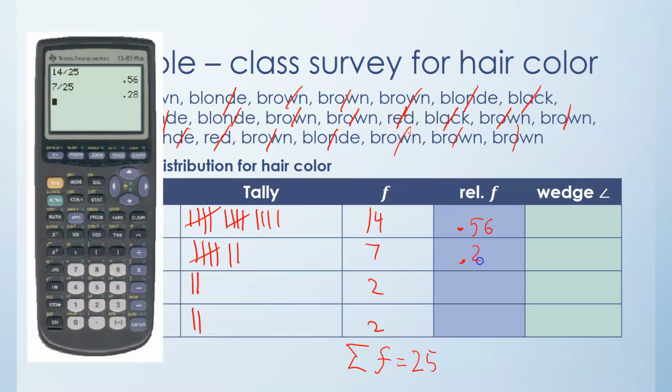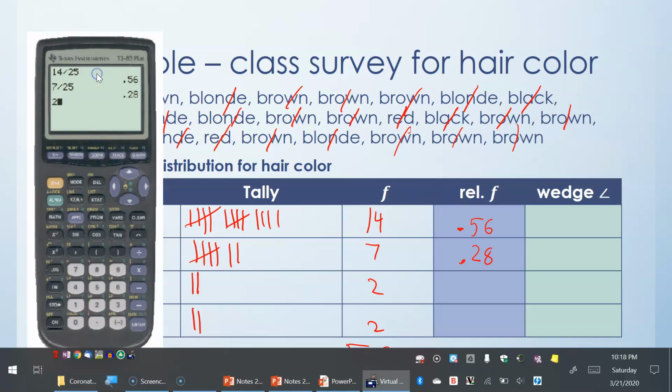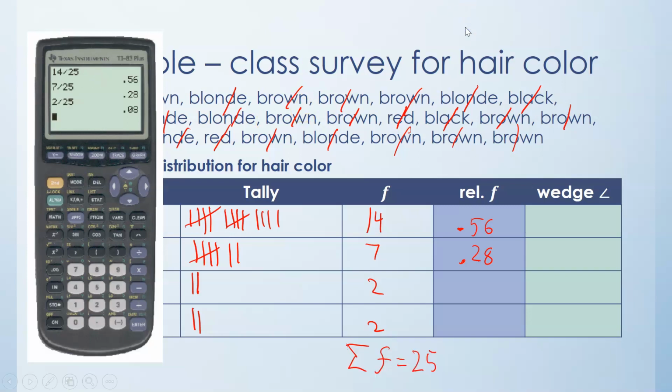So what this relative frequency is telling me is that more than half of my data responded brown. A little more than a quarter responded blonde, and 8% each was black and red.